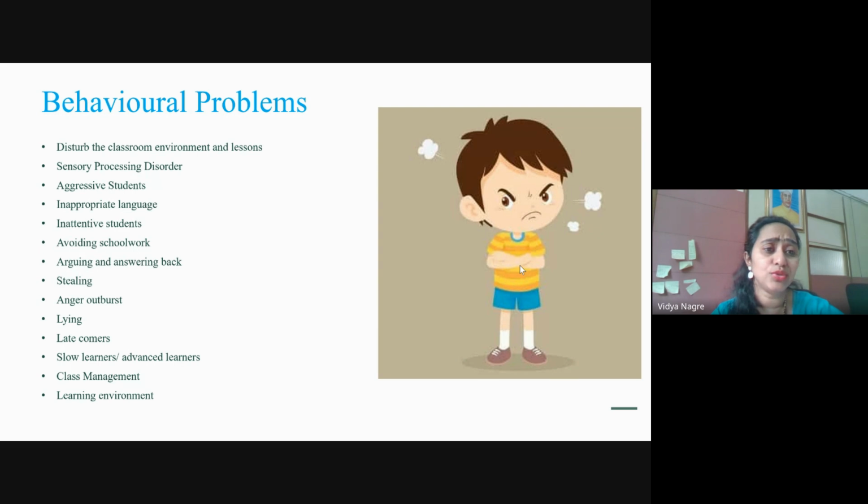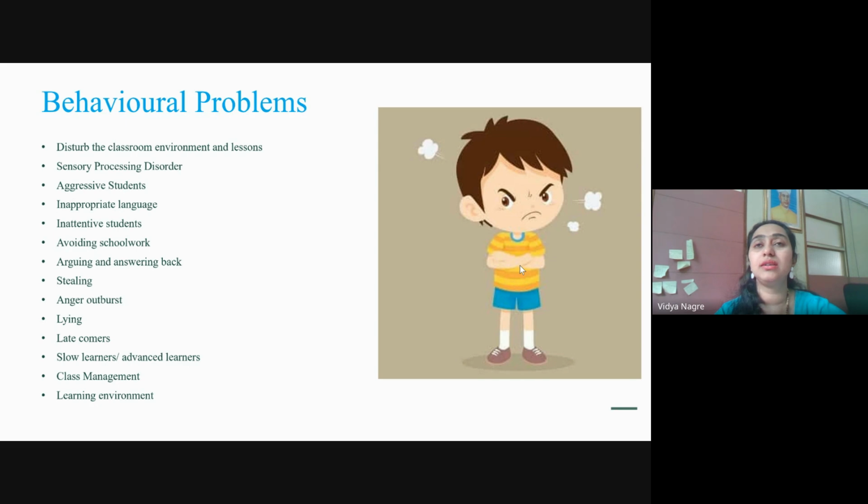There are students who always disturb the classroom. They have sensory processing disorder. They are very aggressive. Some use improper language, are inattentive, avoid schoolwork, always argue or answer back even to the teacher, and are very impolite. They have issues with stealing, anger outbursts, lying, being latecomers, slow learners, or advanced, fast learners, some class management issue, or a learning environment related issue.